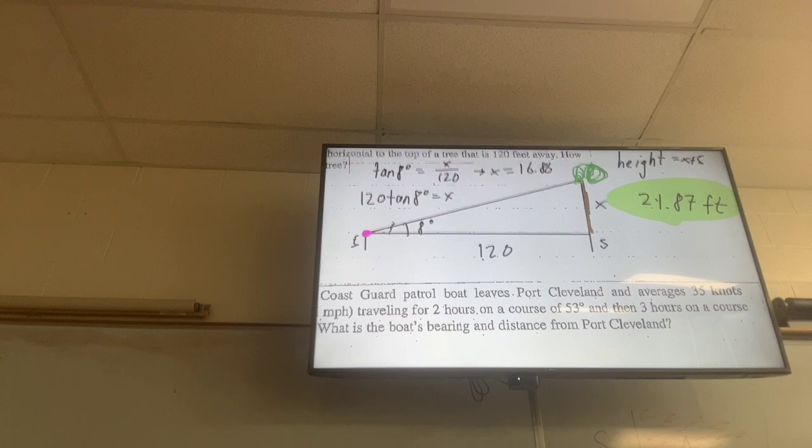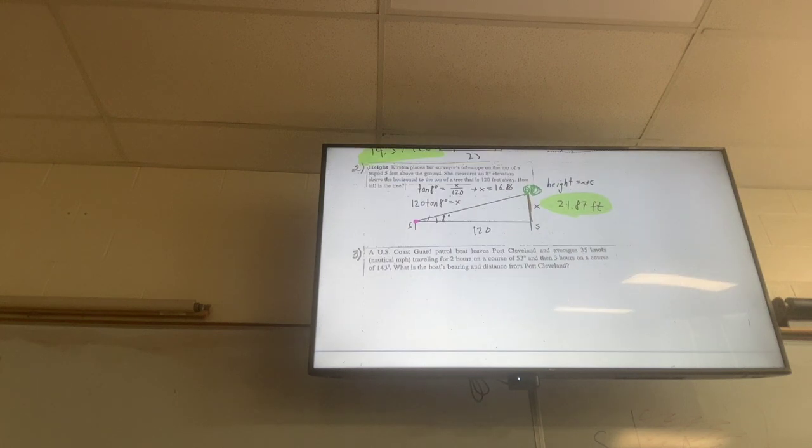Number 3. Any ideas for number 3? Very good idea. However, Miss White skipped it in her notes, so we're just going to skip it.